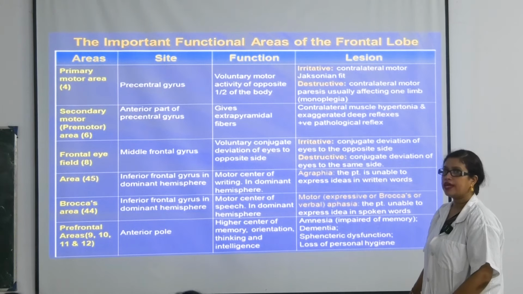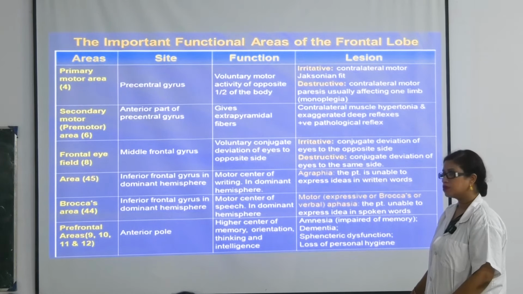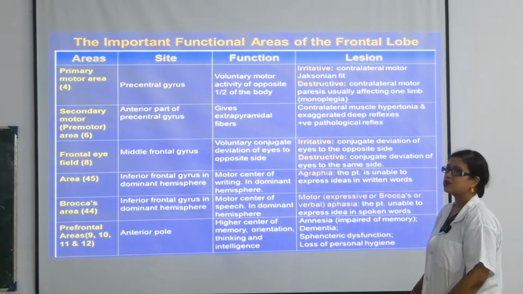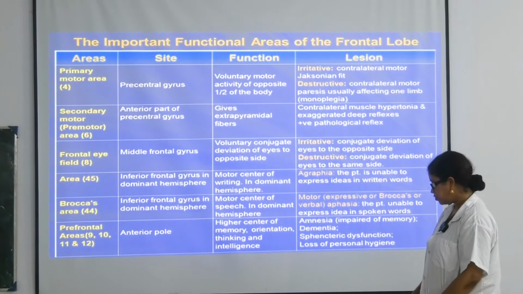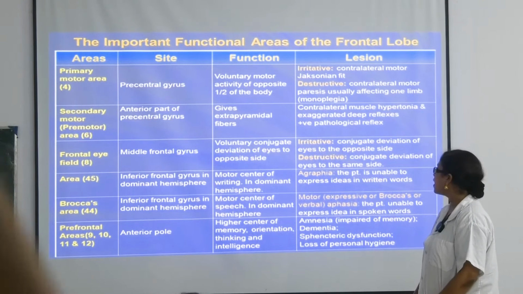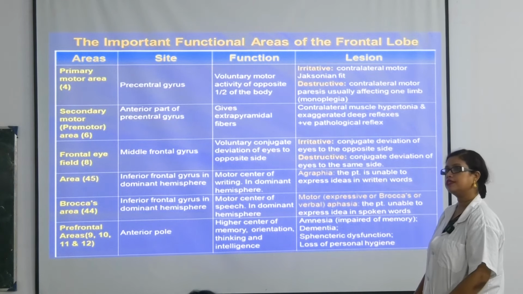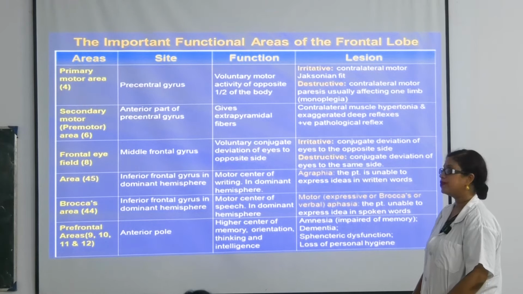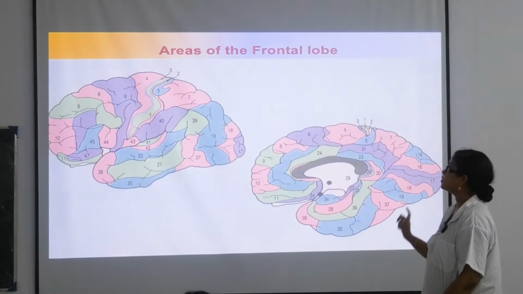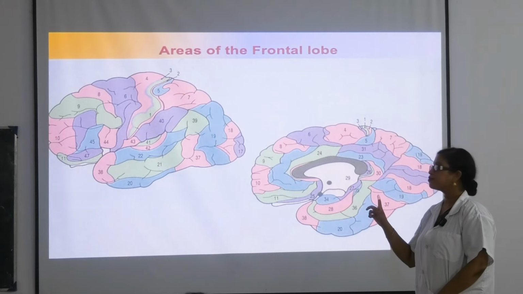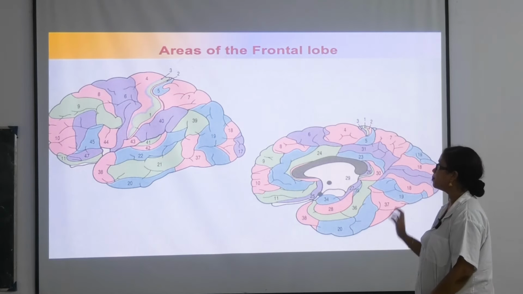Then next one is the sphincteric dysfunction. Okay, any kind of incontinence. Okay, এটা একটা হতে পারে, loss of personal hygiene. So this is also okay. So these are the higher center for memory, orientation, thinking and intelligence. ঠিক আছে, so intelligence is dealing which lobe? Frontal lobe. ঠিক আছে, so see, this is the picture. Okay, also take this snapshot. These are the area you have to remember.